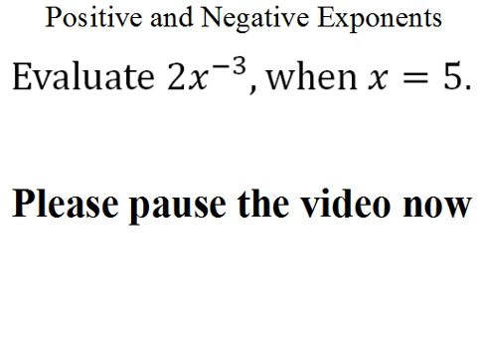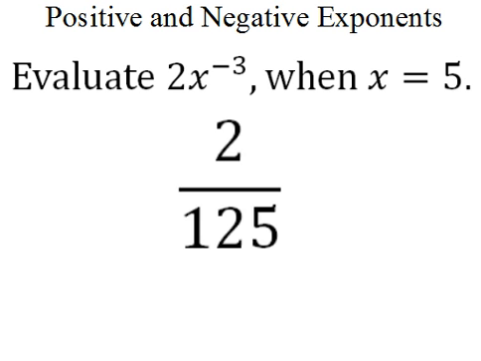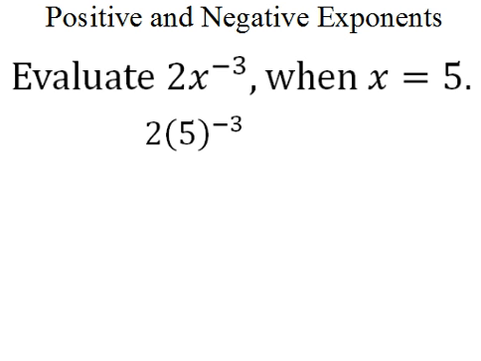Okay, welcome back. This problem is admittedly a little tricky, but hopefully you got the answer 2 over 125, or 2 125ths. Let's review the solution. Remember that evaluate means to substitute 5 for x and then simplify the expression. We first substitute 5 for x.